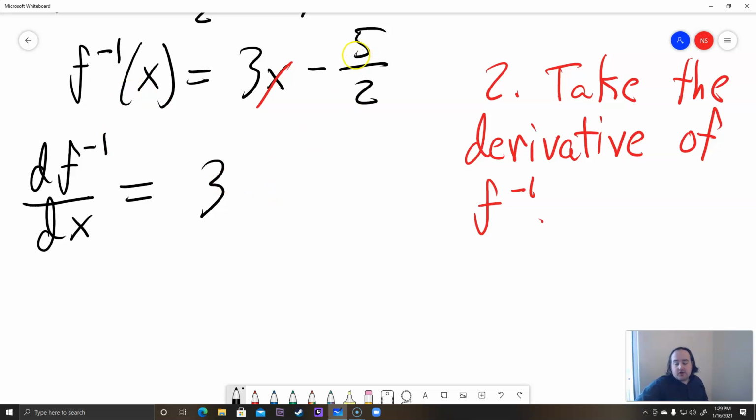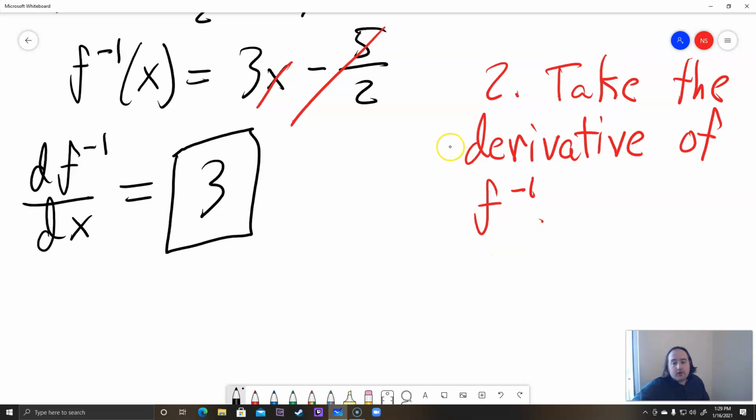For the second term, the derivative of negative 5 over 2 is 0, because the derivative of any constant is always 0. So this negative 5 over 2 just goes away and we get 0. That means df inverse dx is equal to 3. That's our whole answer. That's the answer to the problem.